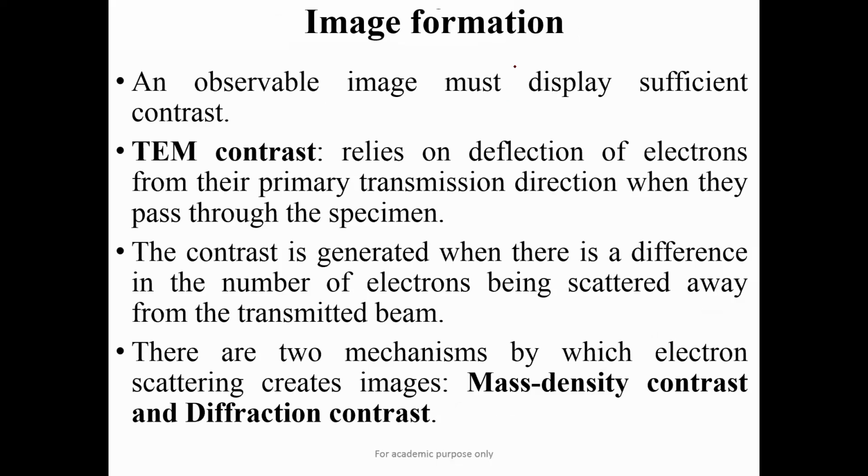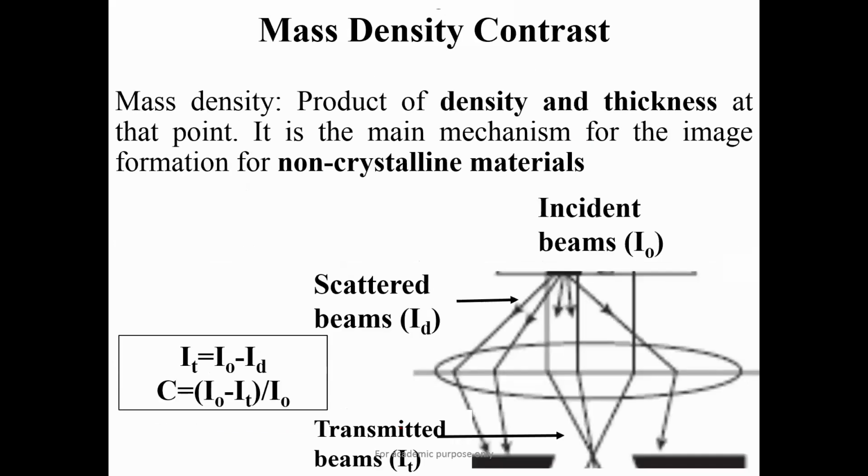Again we'll come to the contrast formation. As we have seen in the SEM machine, the contrast formation was due to the trajectory effect and electron number effect. Here also the contrast is the same, however the formation has an altogether different mechanism. So two main mechanisms are there, that is mass density contrast and diffraction contrast. Once we see mass density, then we will come to diffraction contrast.